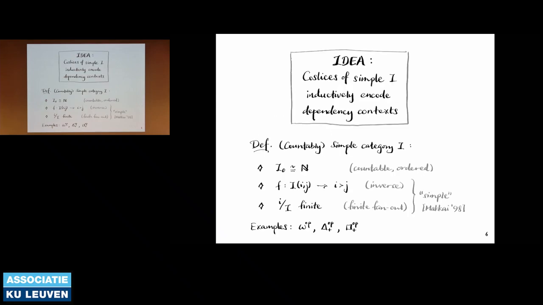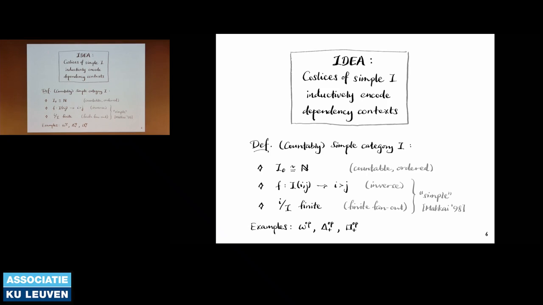Okay, right. So what's the idea? An important idea is that if you look at an inverse category and you take those that are called simple, which I will define in a moment, then the co-slices of these inductively encode dependency contexts of things. So first I'll quickly tell you what a simple inverse category is.